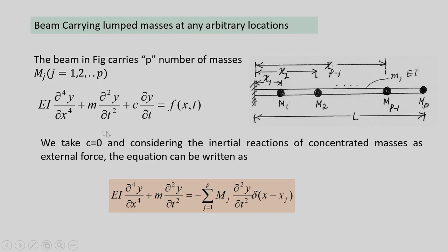So let us start with the differential equation of motion. The differential equation is EI ∂⁴y/∂x⁴ + m ∂²y/∂t² + c ∂y/∂t = f(x,t). You can easily remember that this is the elastic part, this is the inertia part, this is the damping, and this is the external excitation.